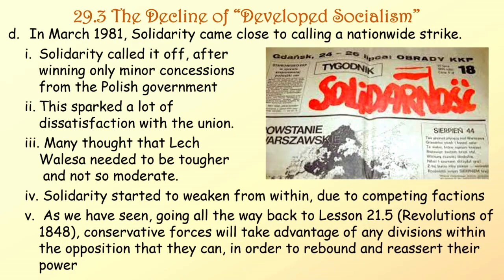In March 1981, Solidarity came close to calling a nationwide strike. Solidarity called it off after winning only minor concessions from the Polish government, and this sparked a lot of dissatisfaction within the union. Many thought that Lech Walesa needed to be tougher and not so moderate. Solidarity started to weaken from within due to competing factions. And as we have seen, going all the way back to Lesson 21.5, Revolutions of 1848, conservative forces will take advantage of any divisions within the opposition that they can in order to rebound and reassert their power.